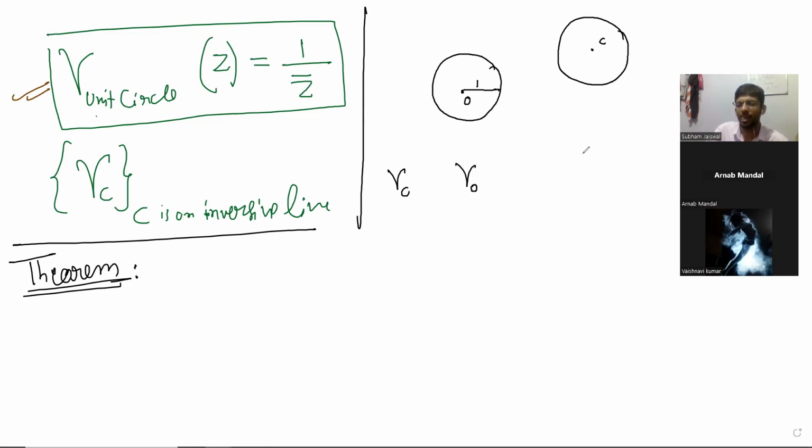If I take a point P in the plane, I want to understand its image under this circle. How do I do that? By understanding its image under the original circle, under gamma naught. So I want to understand gamma C of P by looking at gamma naught.